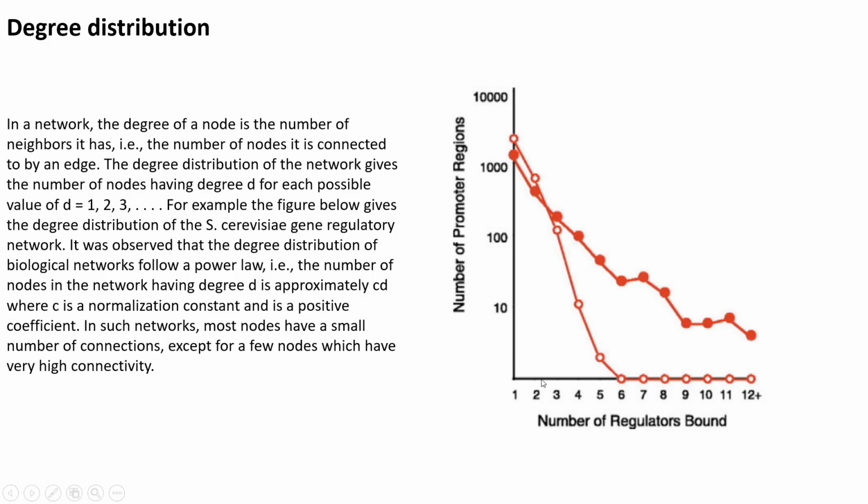For example, the number of nodes having degree 2 is much higher than the number of nodes having degree 10 or 12. The higher you go up, the number of nodes falls. This gives somewhat of a Poisson distribution. We'll talk about that as well. So in these networks, most nodes have a small number of connections, except for a few nodes which have very high connectivity. This is the kind of characteristic that is followed in real world networks.